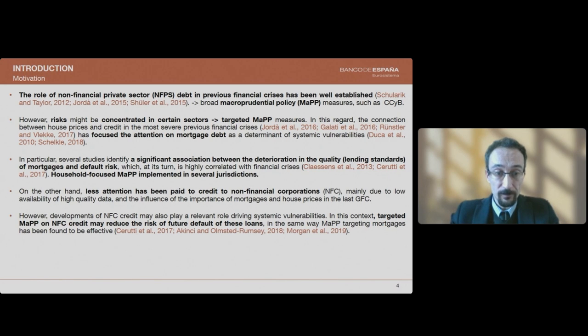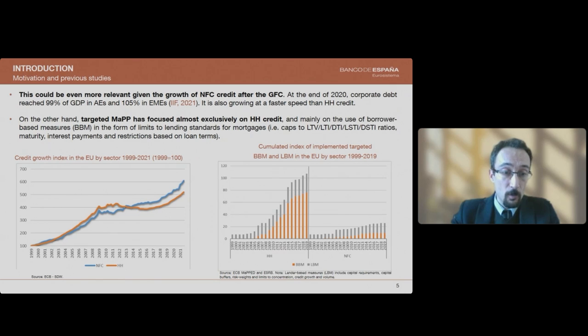Just to motivate this, we see that in Europe, in the run-up to the previous crisis, the growth in household credit was actually stronger than growth in non-financial corporation credit. But since then, credit to non-financial corporations, in blue, has grown faster than credit to households, here in green. But if we look at the number of macroprudential policies targeting households, those are much more numerous in Europe than those targeting non-financial corporations, which have been relatively infrequent.